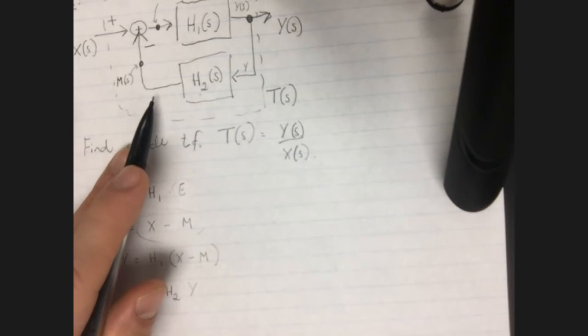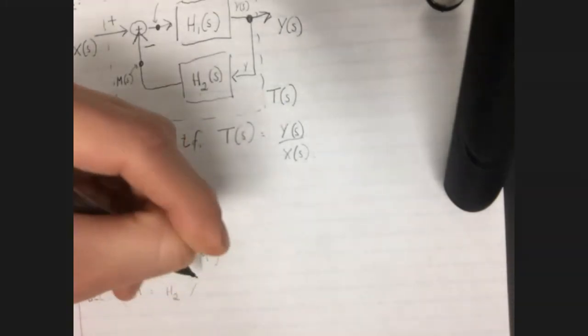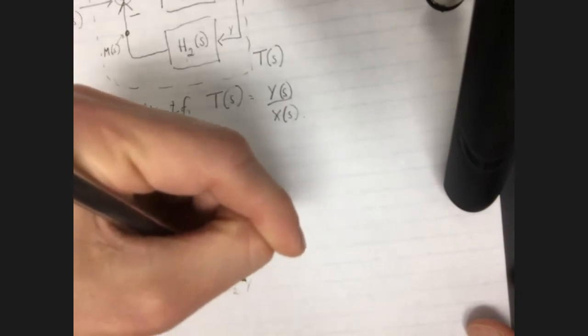Do you guys agree with that? It's perhaps a little confusing in that it's going in the other direction. The input is coming in from the right side, the output's spitting out here on the left, but this output M is going to be H2 times Y. And so I can plug that in and say Y is going to be H1 times (X minus, and then instead of M, I write H2Y). Now this is good because I've got an equation that just deals with Y and X.